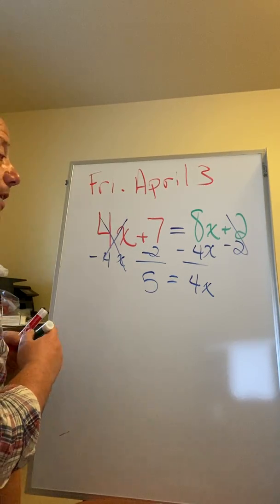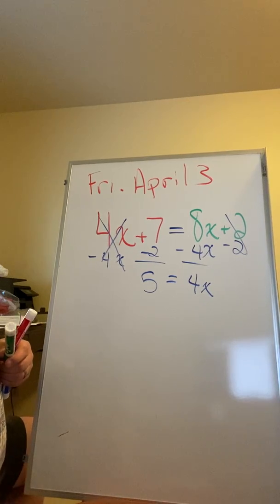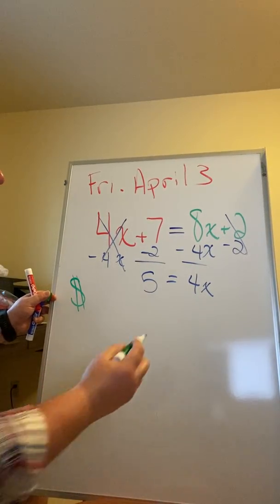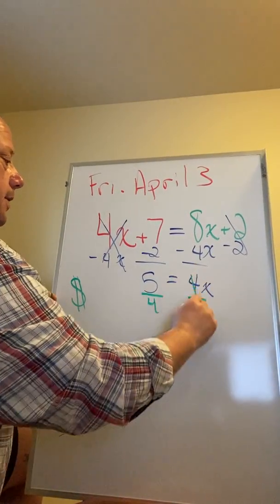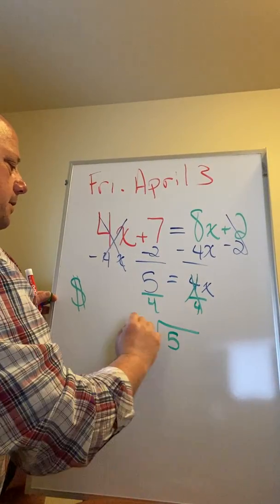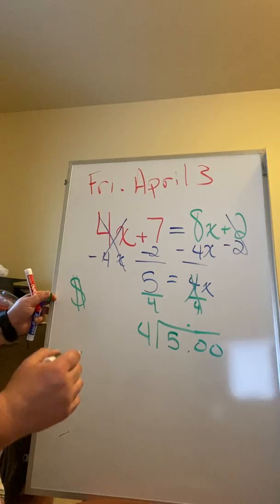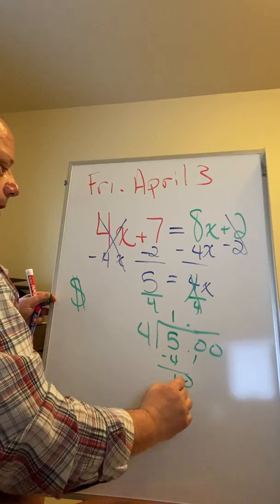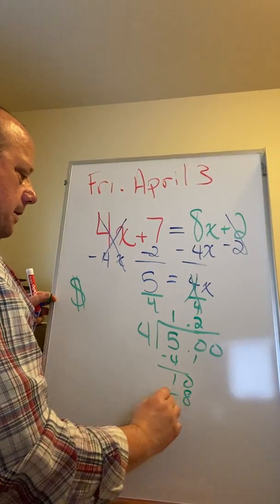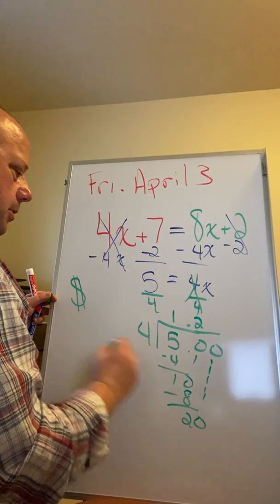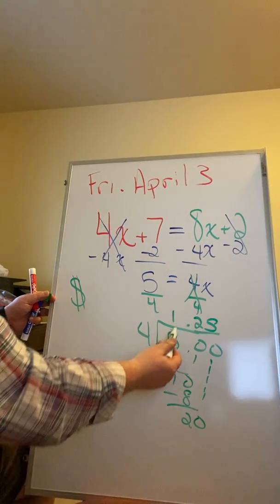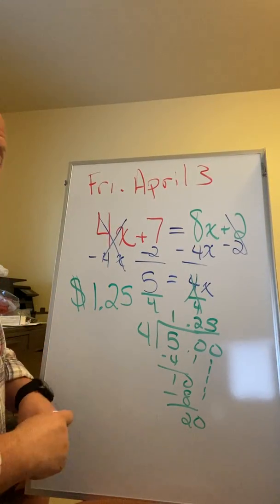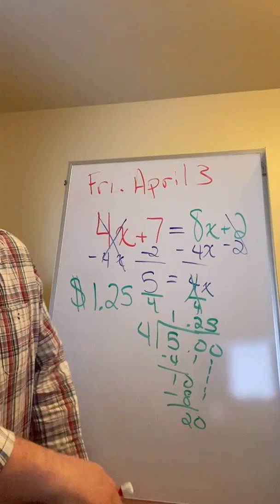You're not going to leave this one as an improper fraction. Why? Because it's cash. We're looking for the cost of the cup of coffee. So we've got to divide both sides by 4. This cancels, but I've got to take 5 divided by 4 and do it as a decimal. 4 goes into 5 one time. 1 left over, bring down the 0. 4 goes into 10 2 times. That's 8. Subtract. 2 left over, bring down the 0, and 4 goes into 20 5 times. So we found out that a single cup of coffee ends up costing $1.25.